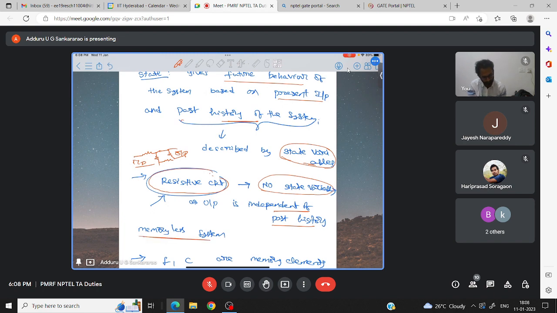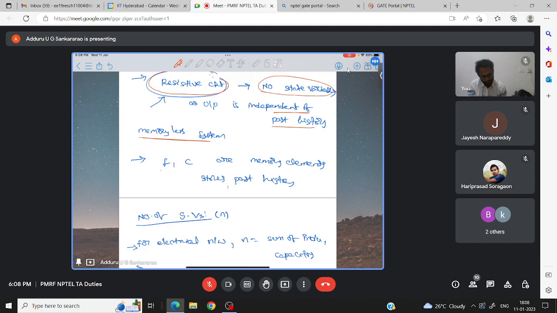As you already know, what are the memory elements? Inductor and capacitor are the memory elements, right? Inductor, you know, will store the energy. Capacitor stores it in the form of charge, and inductor stores it in the form of what? Magnetic energy, right? Inductor and capacitor are memory elements. They store the past history. That's why in a circuit, if you have inductors and capacitors, definitely you will have state variables. Okay, state variables represent the past history of the system, right?